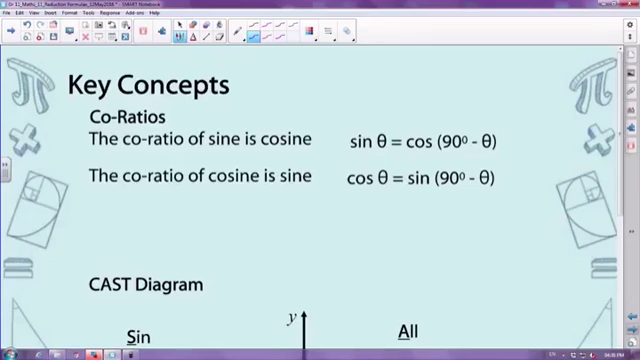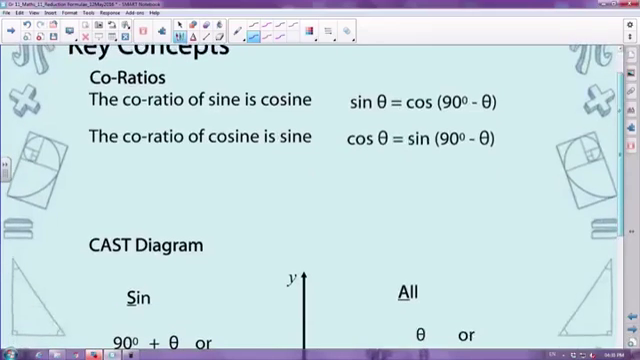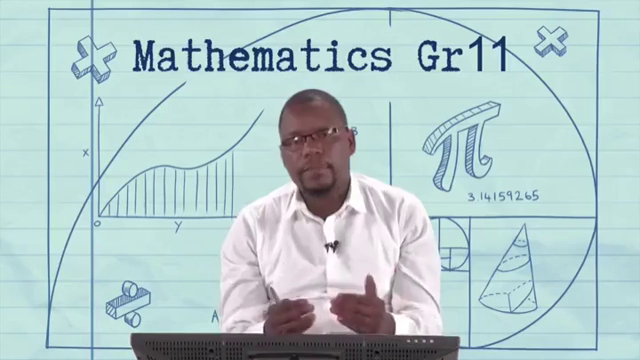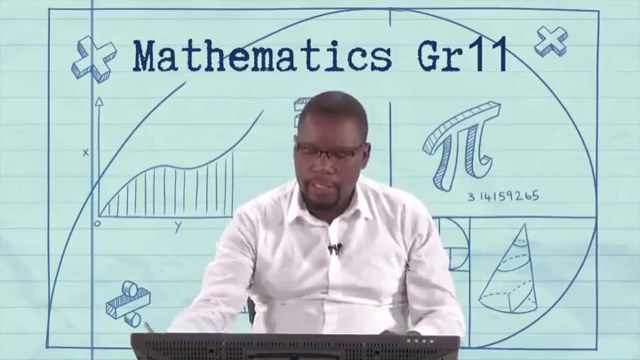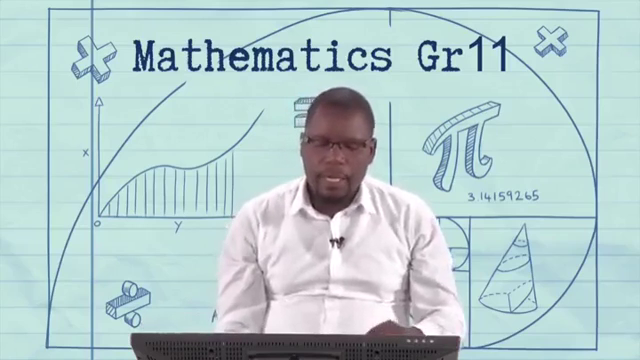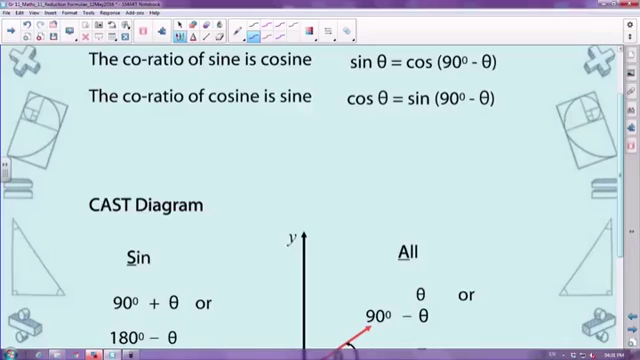Now, we will also be looking at your co-ratios. The co-ratio of sine is cosine, and the co-ratio of cosine is sine. Now, if I've got the 90 and the 270, you'll see when you're working with the examples, the 90 plus and the 90 minus are going to change the nature of your trig ratio that is given at that particular time. Now, let's just check with a few examples.